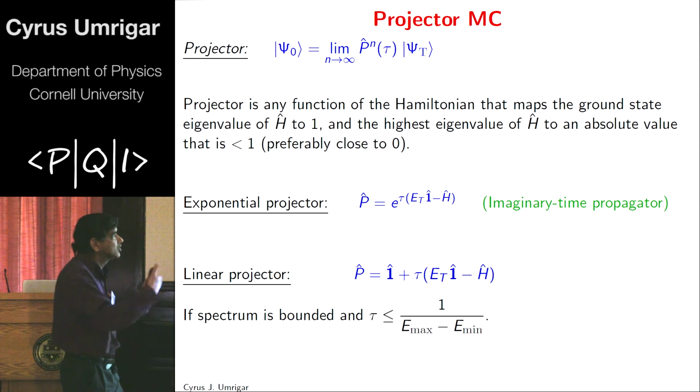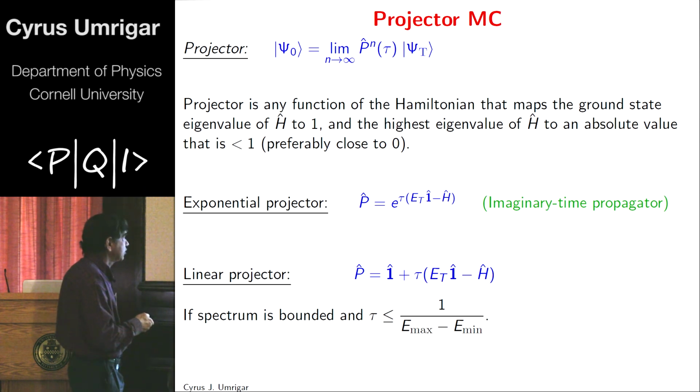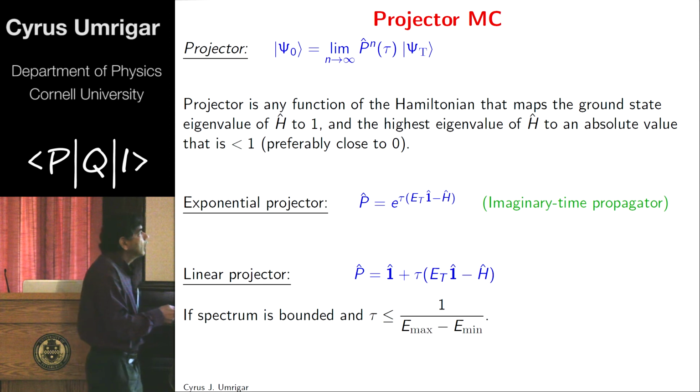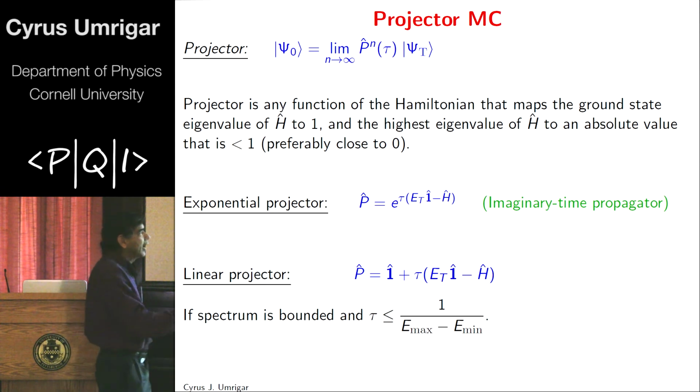So what you need to do is make the ground state of the Hamiltonian be the dominant eigenvector of the projector. Two different functions of the Hamiltonian that do that are either this exponential projector or the linear projector. In both of them, if the E trial is chosen to equal the ground state, then the ground state will have eigenvalue 1, and the excited states will have eigenvalues smaller than 1.